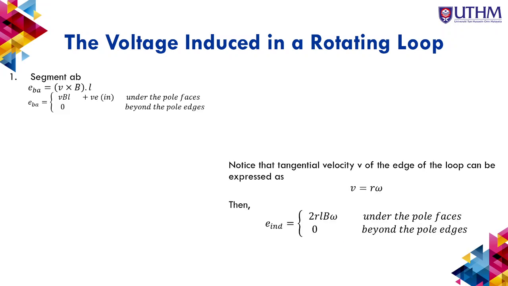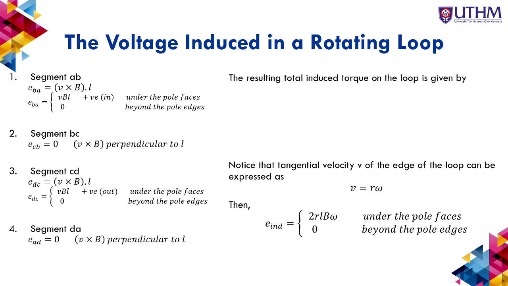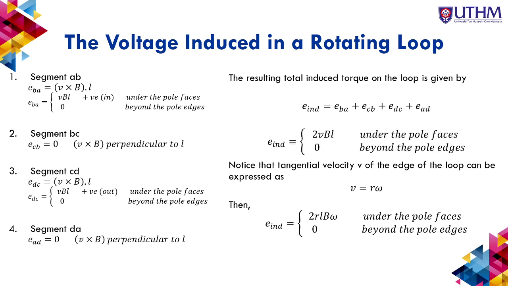Then we total up everything: segments AB, BC, CD, and DA. We total up the voltage induced, and what we get here is the induced voltage equal to 2VBL. Under the pole face it is this, and beyond it will be 0. Over here it is actually difficult to measure the velocity.